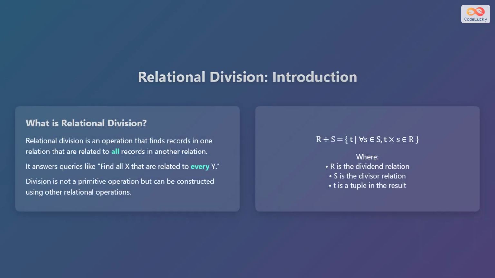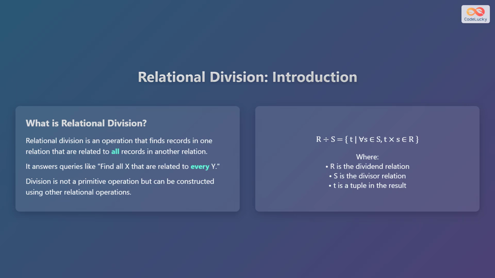Let us understand relational division first. Relational division is an operation that finds records in one relation, also known as a table, that are related to all records in another relation. In simple words, it helps us answer questions like: find all x that are related to every y.